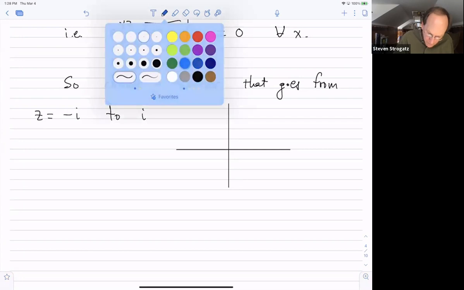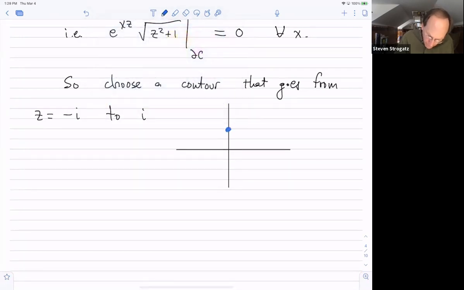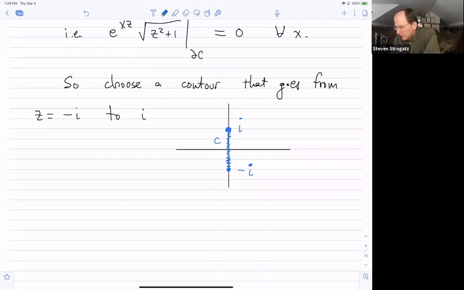Say there's i and here's negative i. You could pick any contour, but a good one is to just pick something that looks like that. At least this one will give us the standard integral representation of Bessel's function J0. So let's see what this does for us.